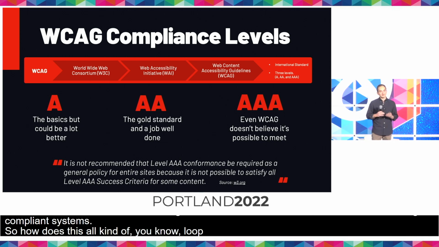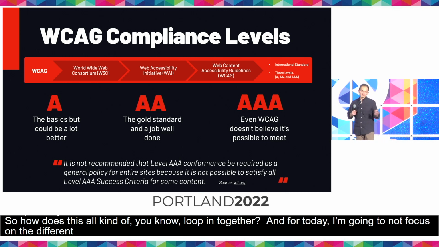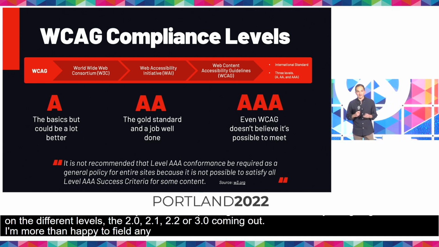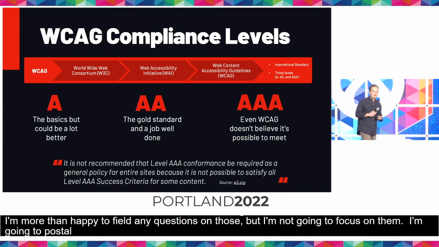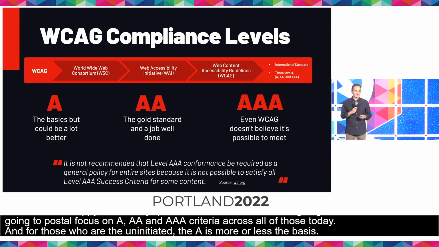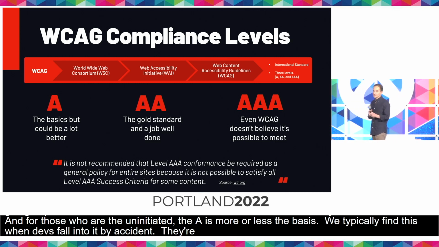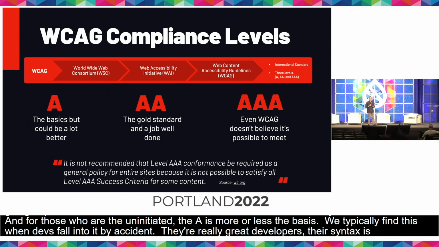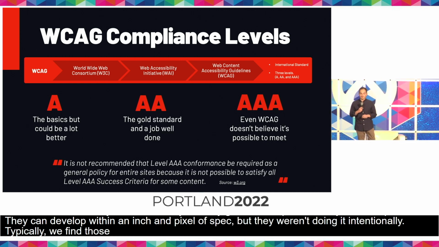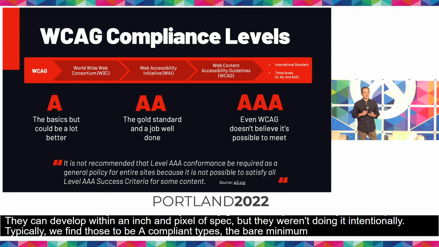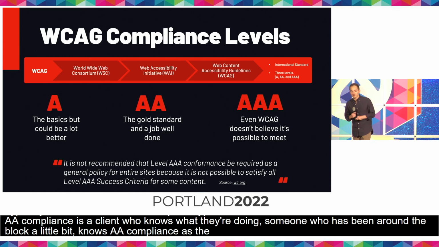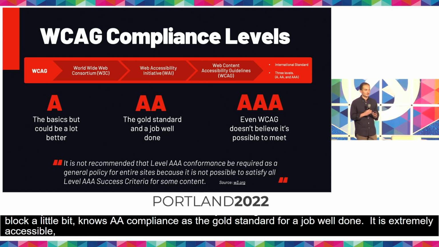And for today, I'm going to not focus on the different levels, the 2.0, the 2.1, the 2.2, or potentially 3.0 coming out. I'm more than happy to field any questions on those, but I'm just not going to focus on them. I'm going to mostly focus on A, AA, and AAA criteria across all those today. And so for the uninitiated, the A is more or less the basics. We typically find this when devs fall into it by accident, right? They're just really great developers whose syntax is impeccable and who can develop within an inch and within a pixel of spec, but they weren't doing it intentionally. Typically, we find those to be single A compliance sites, the bare minimum. AA compliance is the gold standard. That's typically a client who knows what they're doing, someone who has been around the block a little bit, knows AA compliance as the gold standard for a job well done. It is extremely accessible, and it really is what you need to have someone with disabilities be able to comfortably navigate your site.